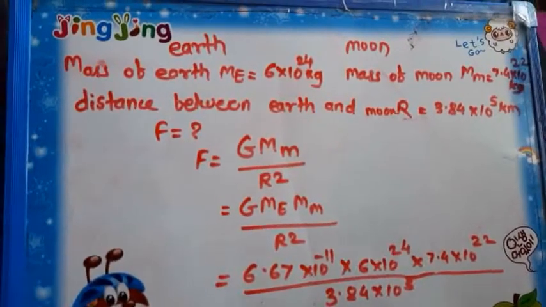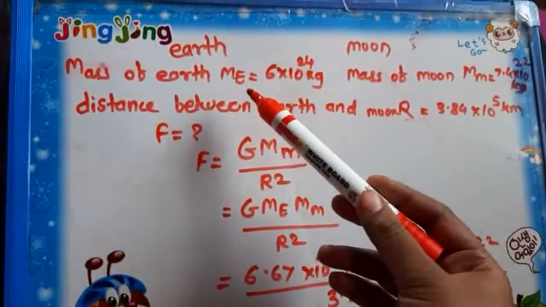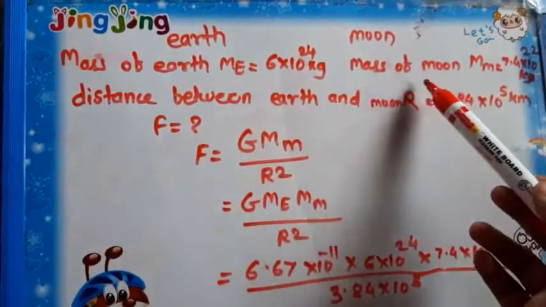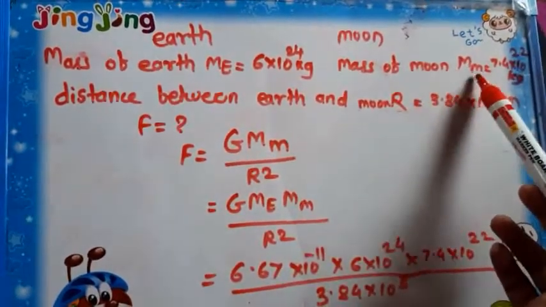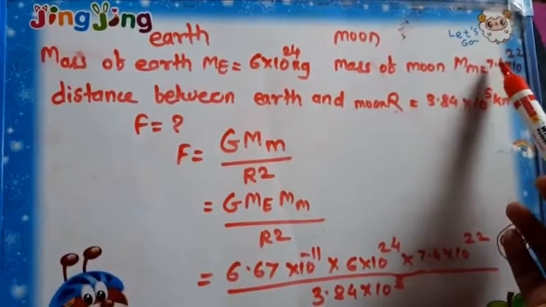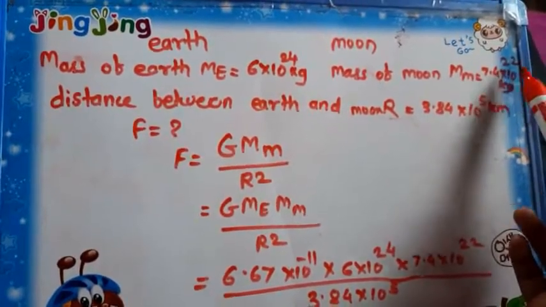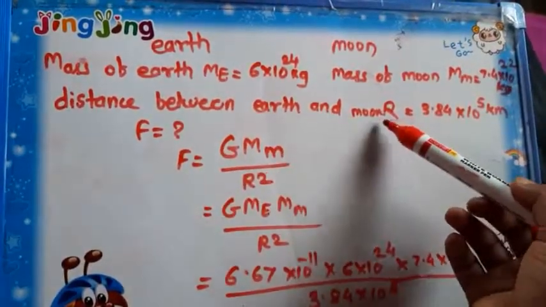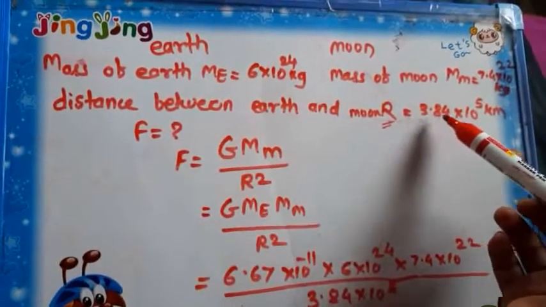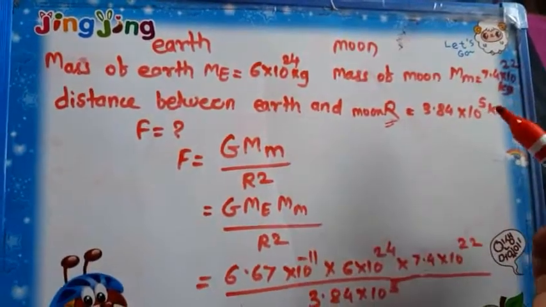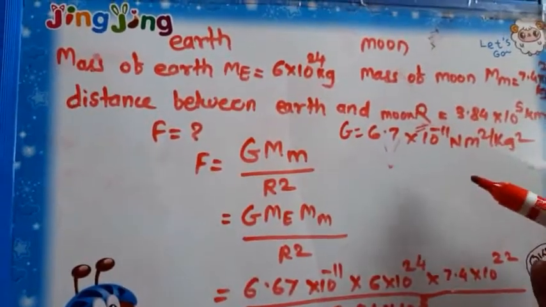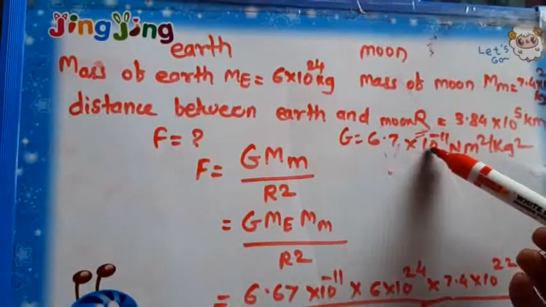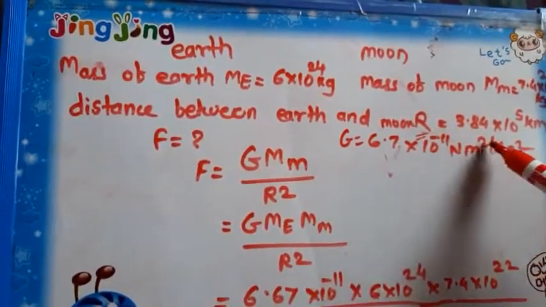For that, suppose mass of Earth is ME, it will be 6 into 10 raised to 24 kg. Mass of Moon will be MM, it is equal to 7.4 into 10 raised to 22 kg. Distance between Earth and Moon is R, its value is 3.84 into 10 raised to 5 km. And value of gravitational constant is equal to 6.7 into 10 raised to minus 11 Newton meter square per kg square.